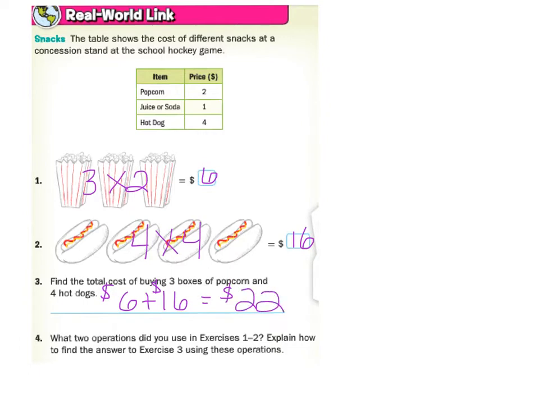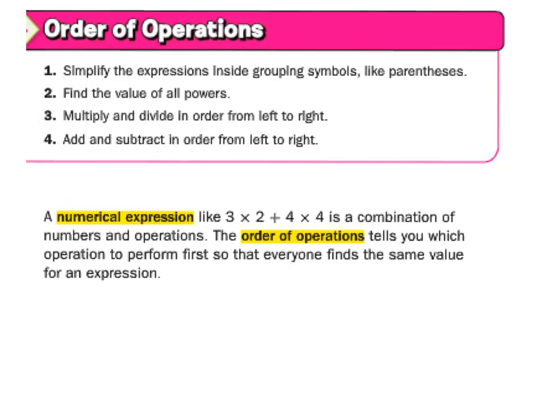So what 2 operations did we use in exercises 1 and 2? What we did is we had to use multiplication and addition. And it says, explain how to find the answer to exercise 3. So we multiplied 3 times 2 to get 6, and then we added the 4 times 4, or $16, together. So today we're going to be talking about order of operations.